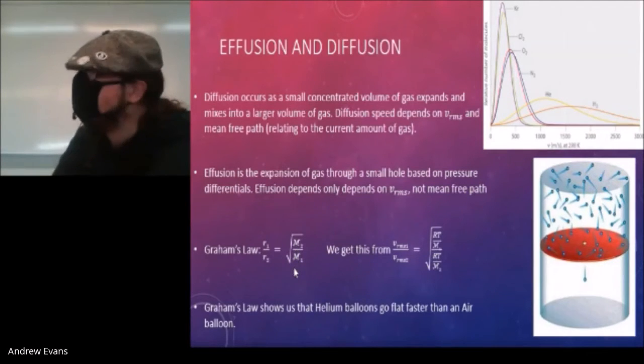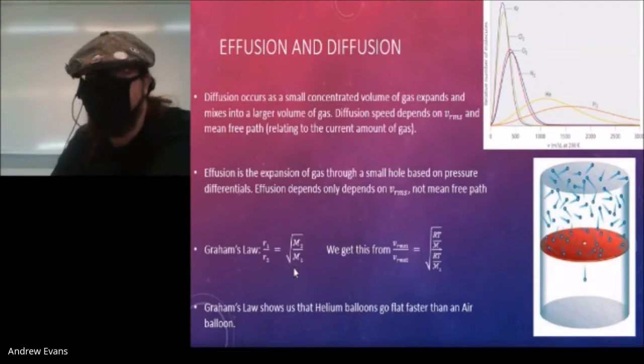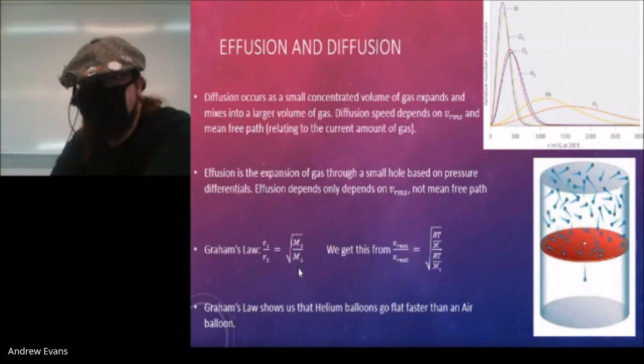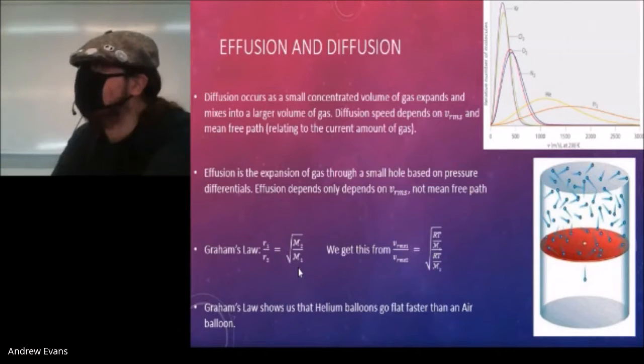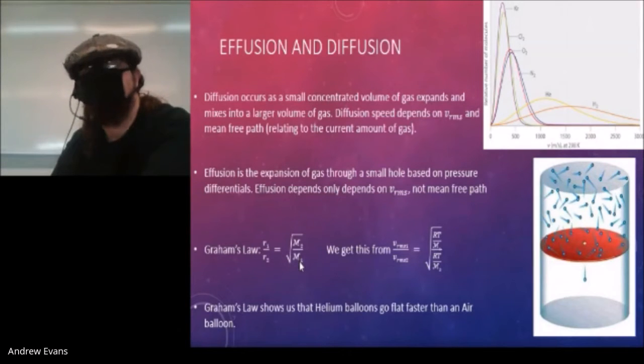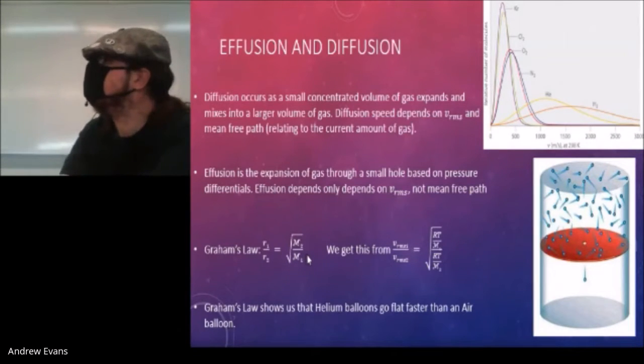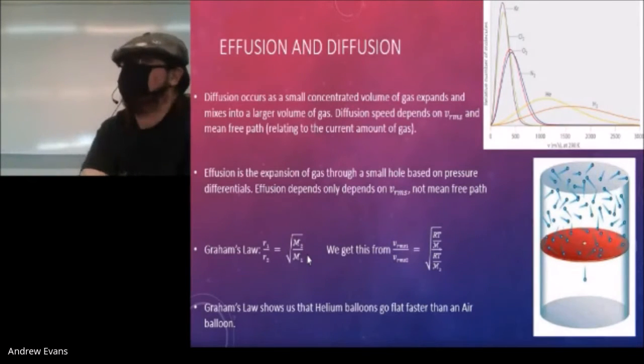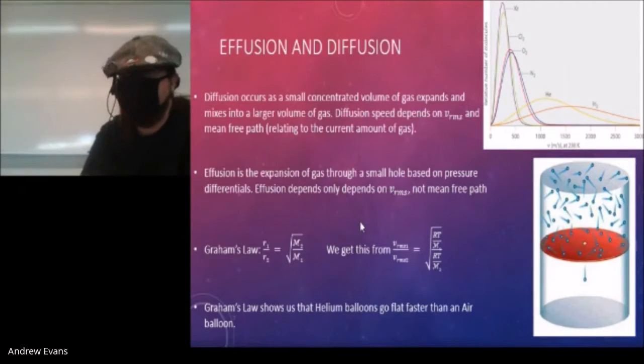So basically, I can look at how fast this is going to leak out compared to another gas based on the 2 molar masses. It doesn't depend on pressure or temperature, because we're assuming both are the same. This is why, if you had a helium balloon and an air balloon filled up to the same pressure, the helium balloon is going to go flat faster, because the molar mass of helium is much smaller than that of air. Air is essentially 28.9, since it's mostly nitrogen.